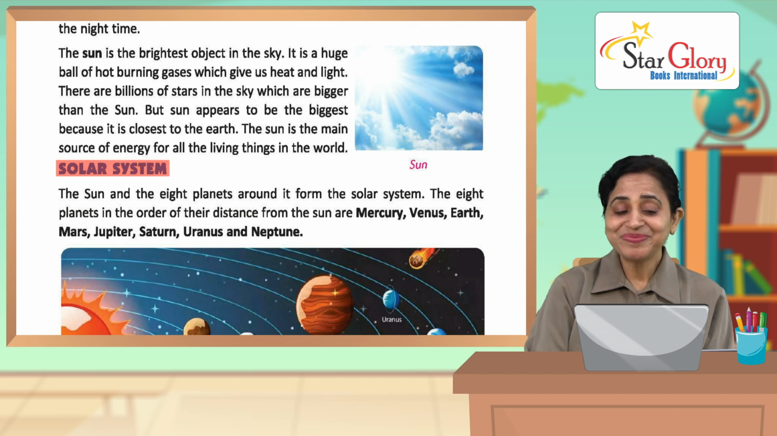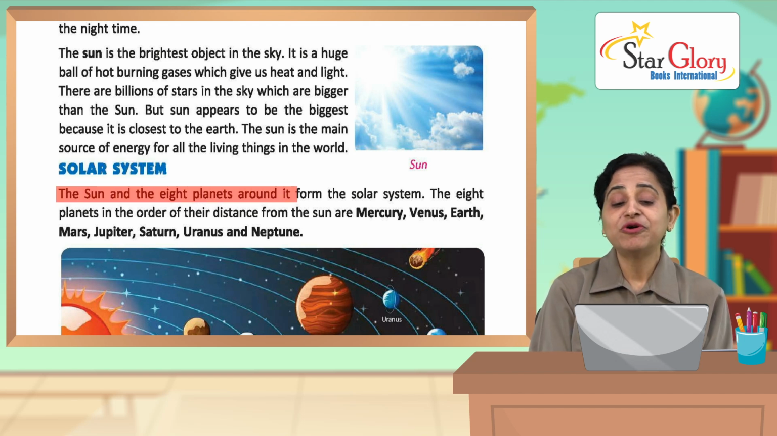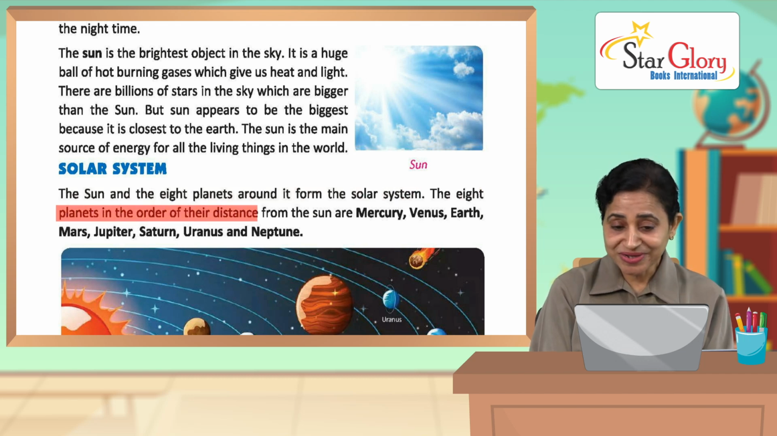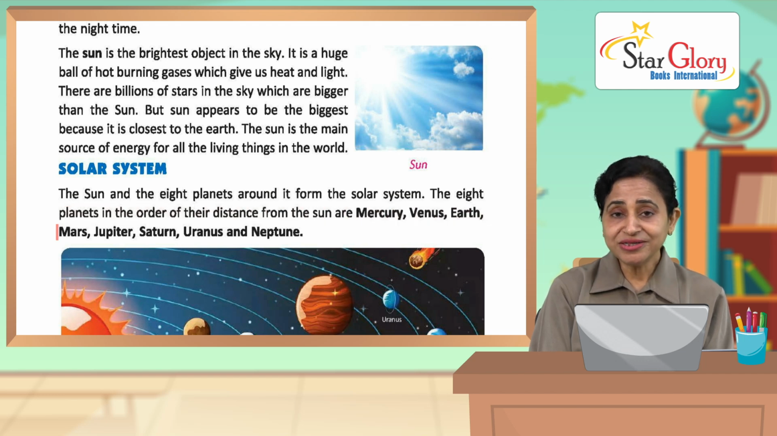Solar system. The sun and the 8 planets around it form the solar system. The 8 planets in the order of their distance from the sun are Mercury, Venus, Earth, Mars, Jupiter, Saturn, Uranus and Neptune. Right बच्चों? You can see a beautiful solar system.